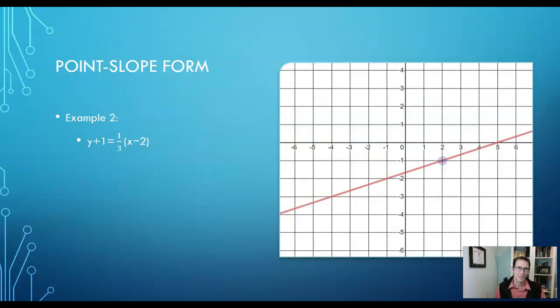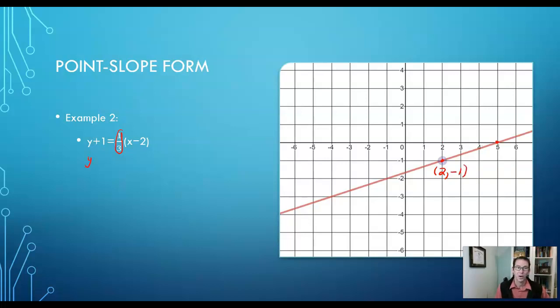Now here's another example. We have y plus 1 equals 1/3 times the quantity x minus 2. Let's just make sure you understand how this works. So the slope is 1/3. We can check that. Here's a point, and I'm going to go up 1 and over 1, 2, 3. And then this is the point 2, comma, -1.